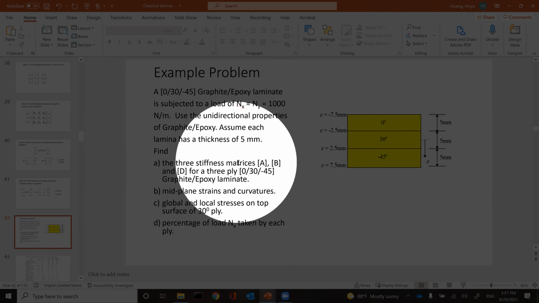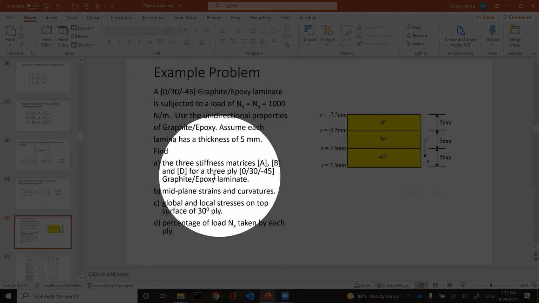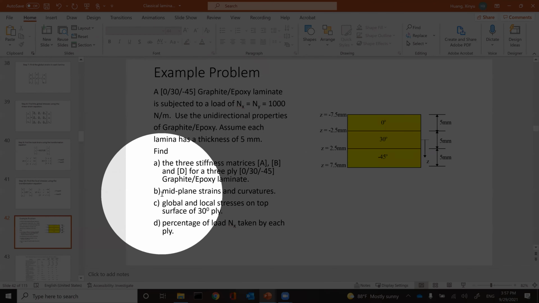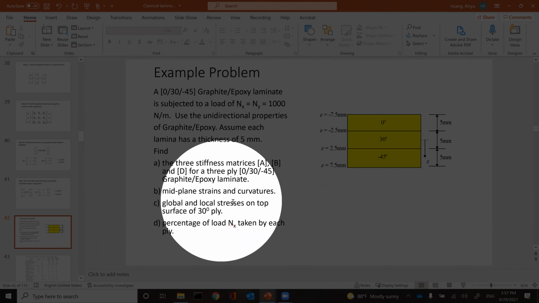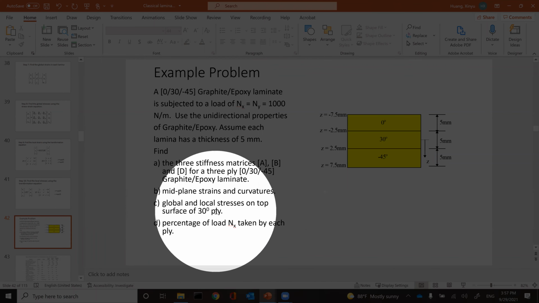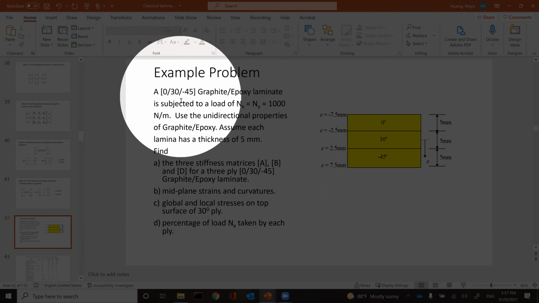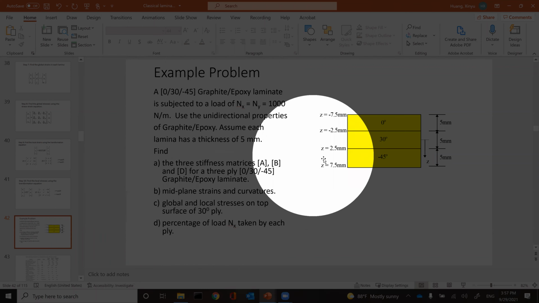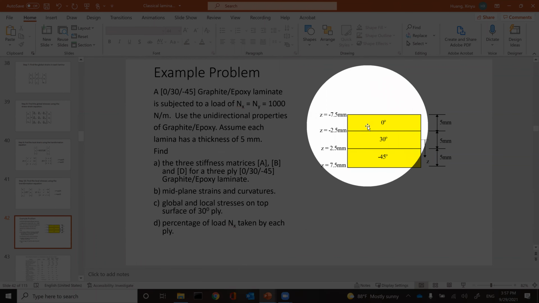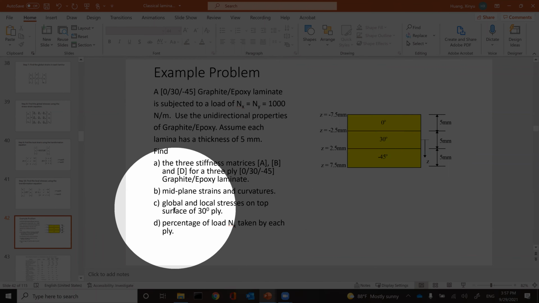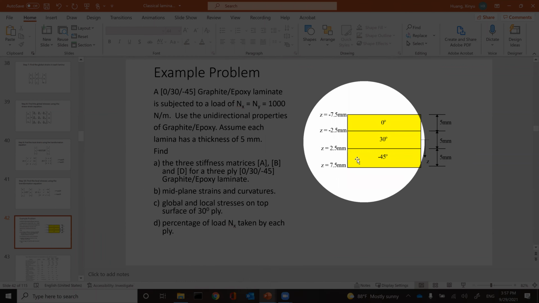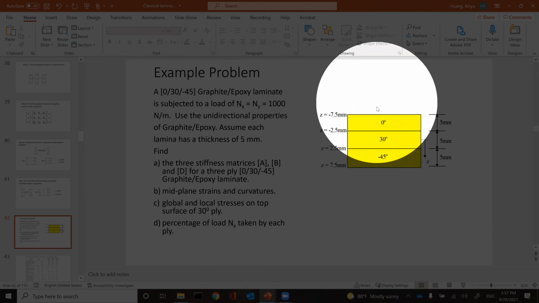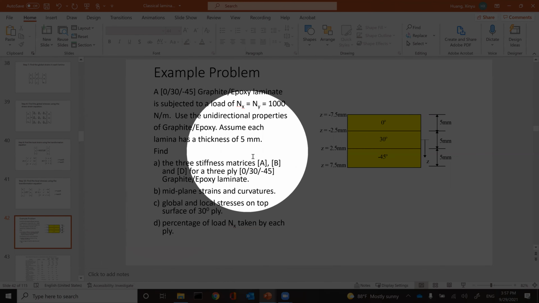Part A is to find the matrices A, B, and D for the 3-ply laminate, then calculate the mid-plane strain and curvatures, and then calculate the global and local stresses on the top surface of the 30-degree ply, which is the first one. That's the top surface of the 30-degree ply. Then find the percentage of load taken by each ply. Once we know the stress, we can integrate and figure out which layer takes more stress.